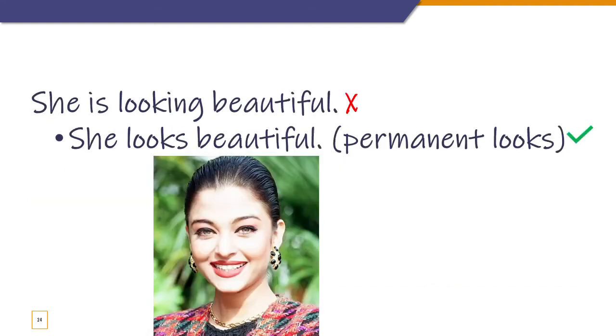Right now, again about looks, as I said, look has two different meanings. Look is the appearance of something. So "she is looking beautiful" is wrong. If you say "she is looking out of the window," that makes sense, because that's a physical action. When you're adding "is," it becomes a physical action. Here we are looking at the stative meaning of look, which means your appearance.